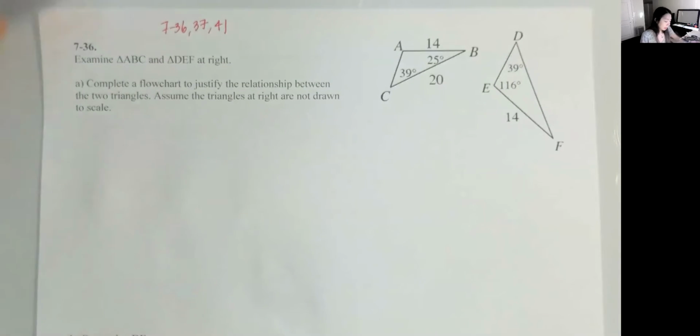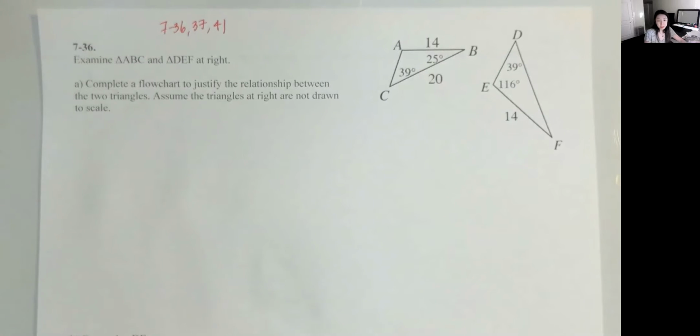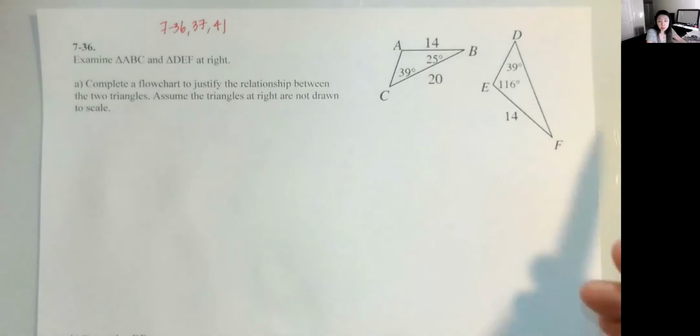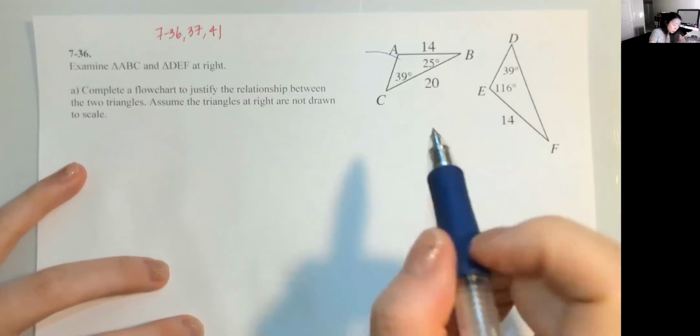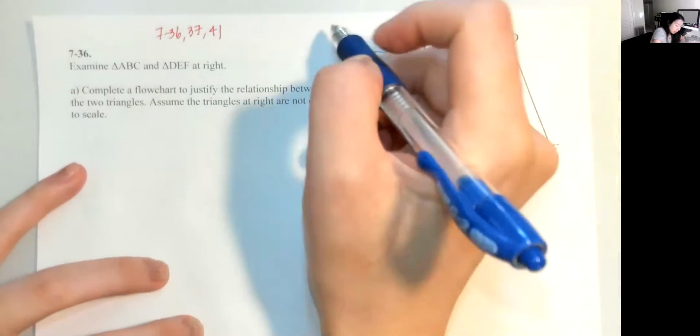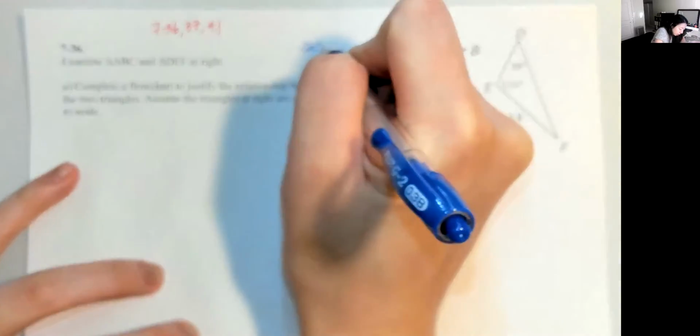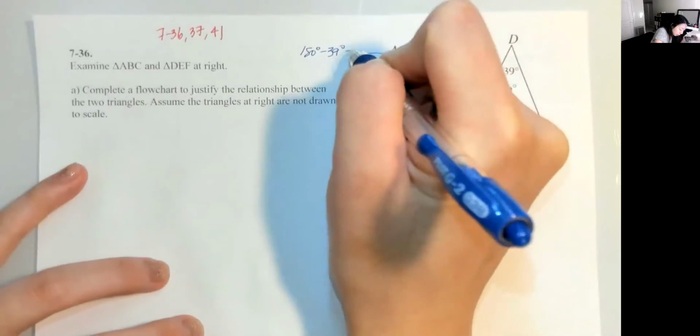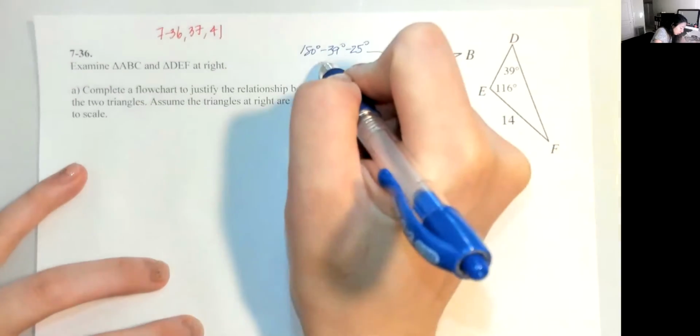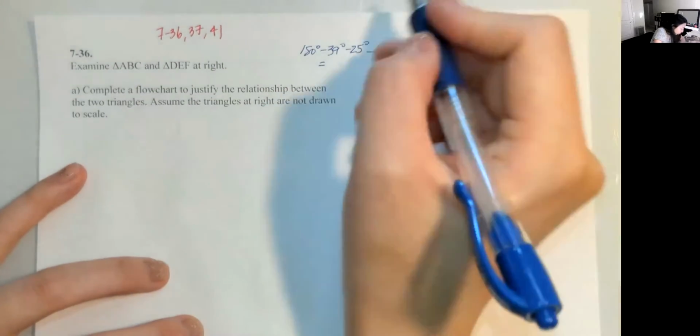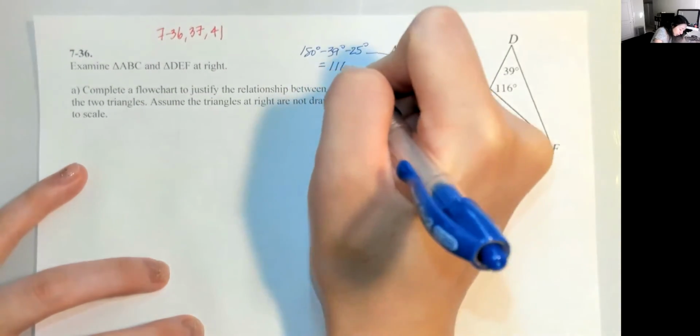Right, so I'm going to go over some of the homework problems from last night, particularly 36, 37, and 41. For 36, you have to determine whether the triangles are congruent first. So I think I saw from some of your homework that you were using the triangle angle sum theorem, subtracting from 180, 39, and 25. So that would be, I believe, 116 degrees.